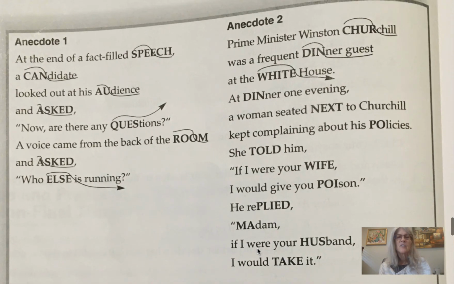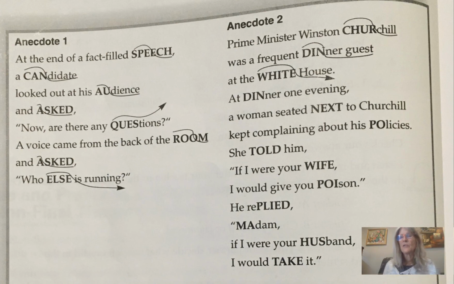You can practice here on the anecdote and just follow the markers for you, okay? So at the end of a fact-filled speech, a candidate looked out at his audience and asked, now, are there any questions? A voice from the back of the room asked, who else is running? Who else is running? Okay, so you get that fall.